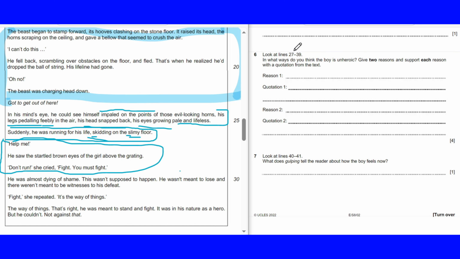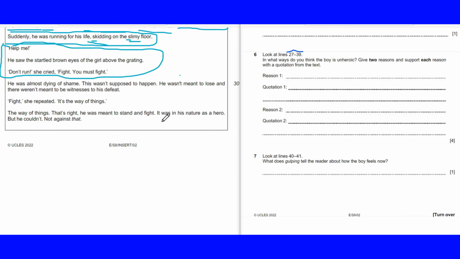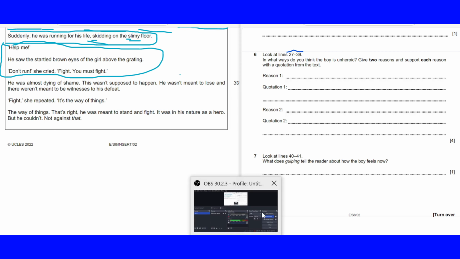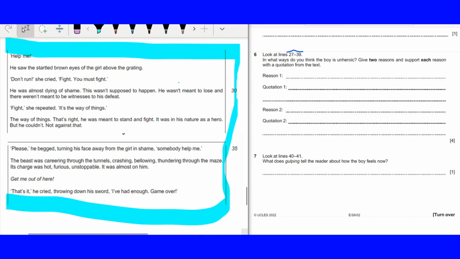Alright guys, so this is supposed to be 27 till 39, a long way down there. So this is 27, 30, 1, 2, 3, 4. So up to there. So the whole passage from 27 here to 39, you can get the answer for question 6. So you can skim the text really quickly, and then look for reason and the quotation.